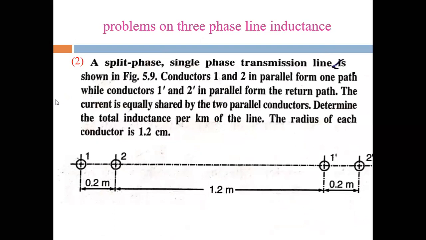Next, the second problem. A split-phase single-phase transmission line is shown. The conductors 1 and 2 are in parallel, while the conductors 1 dash and 2 dash are in parallel from the return path.